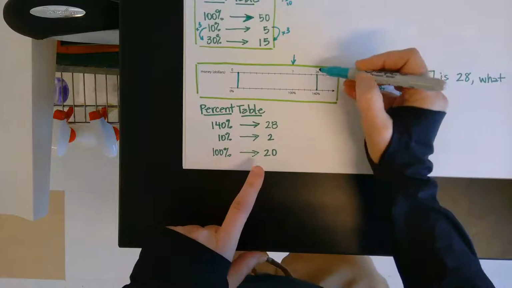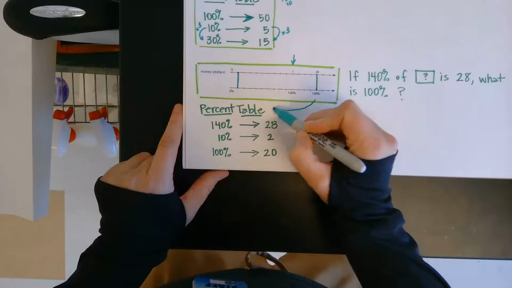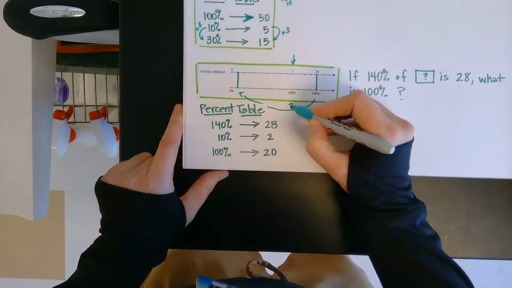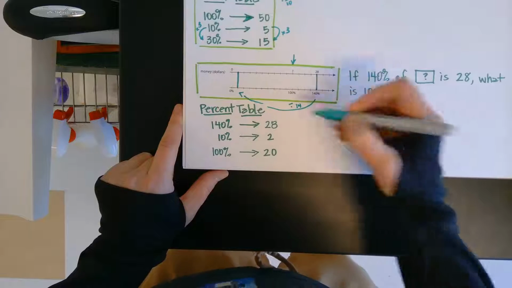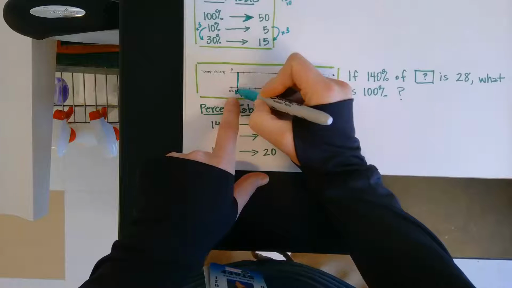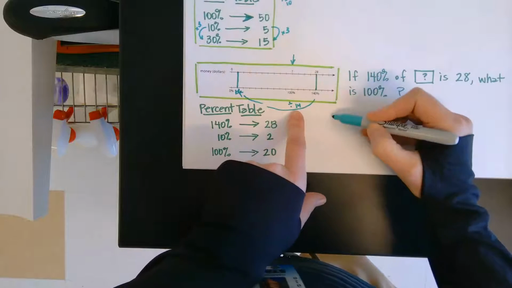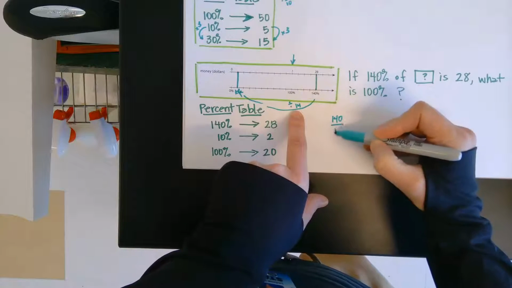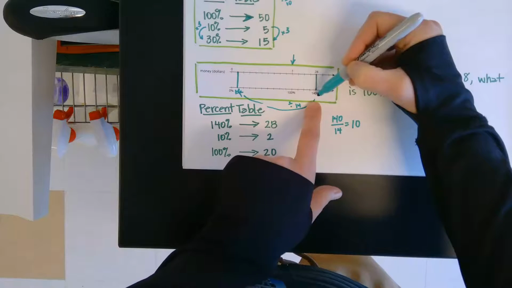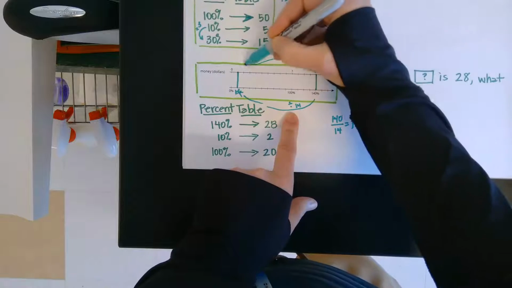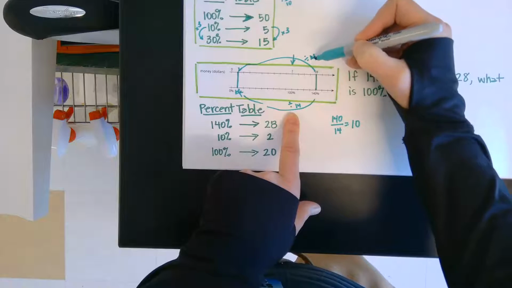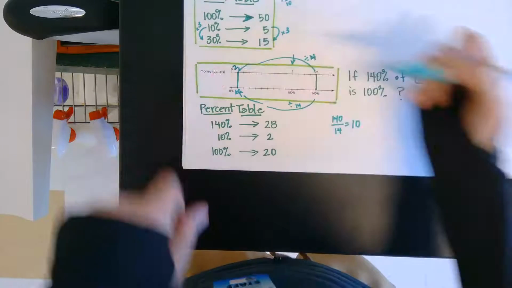And I'm going to go ahead and divide my 140% by 14 so that you guys can see where I got that. So to get from 140% to 10%, I have to divide by 14, right? 140 divided by 14 gives me my 10. So then if I divide 140% by 14, then I'm going to divide the 28 by 14, and 28 divided by 14 is 2.